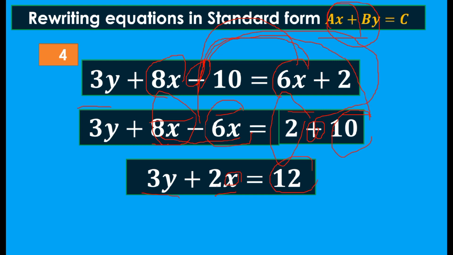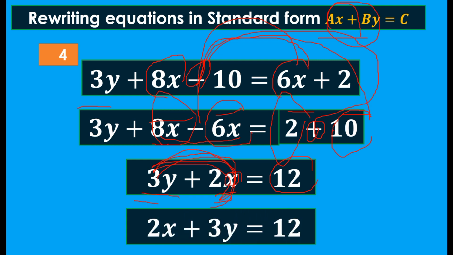Now, let's check. Are the positions of your x and y using now your ax plus by correct? Let's check. No, right? Because your 2x is found after your y. So we need to transfer your 2x. But in transferring your 2x, we need not change the sign. Why? Because we did not jump from the equal sign. Okay? So we just transfer. We have 2x plus 3y is equal to 12.